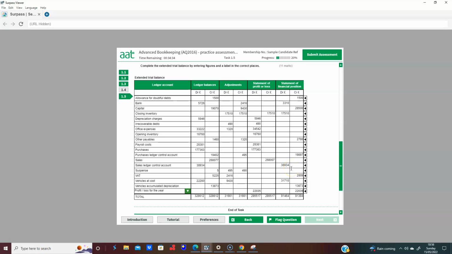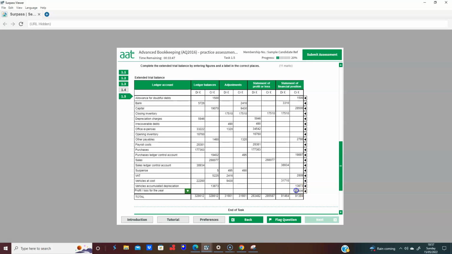No, I haven't balanced. Okay, so what have I missed? I'm out by £300. So let's just see where I've made an error. I must have a numerical error somewhere. 38,934, 268,007. Sorry, 268,077. Sorry, sometimes you are rushing. 177,363, 28,381, 38.